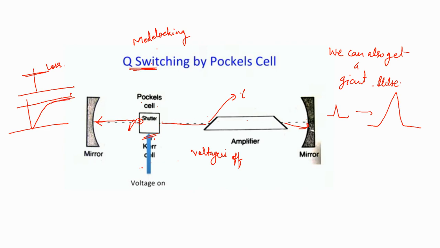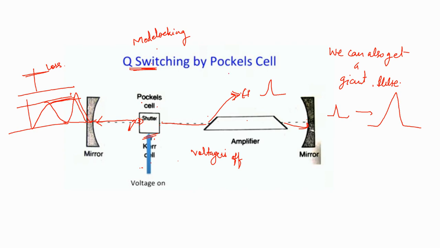Meanwhile, as the gain reaches a maximum value, after saturation, the value of the loss decreases. When it reaches maximum, the cavity is switched on, or the voltage is switched on, and the light beam gets reflected out, and what we get is a giant pulse. As soon as we open the cavity, the value of gain decreases, and simultaneously there is a giant pulse which we get.